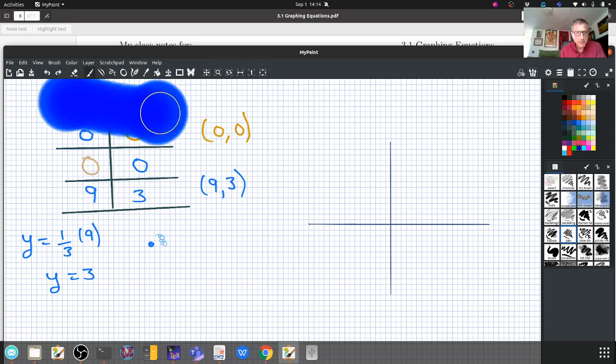Turn it into an eraser. Uh-oh. I want to turn it into an eraser.